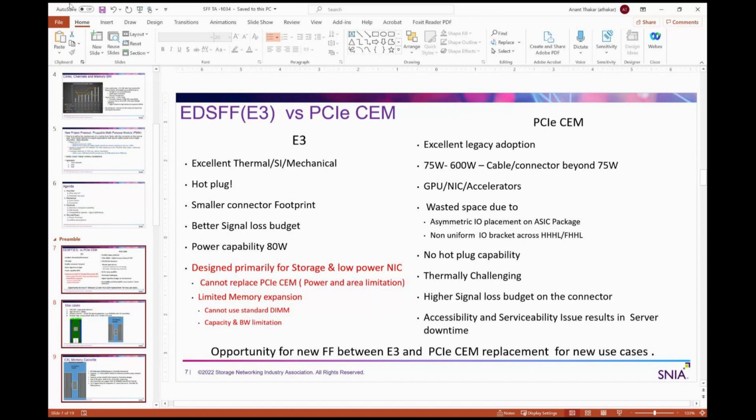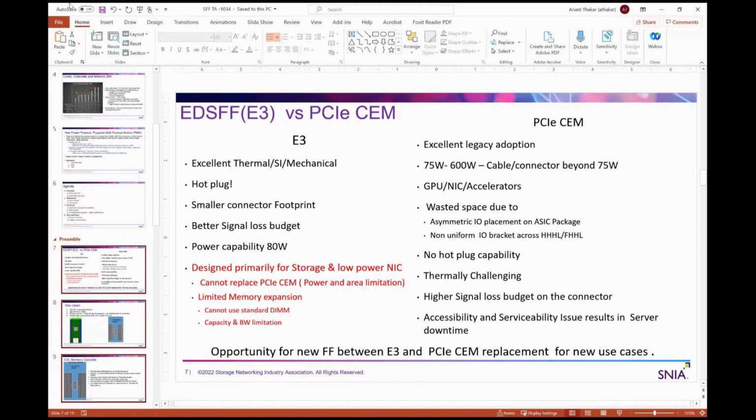The AIC or PCI CEM has fundamentally been there since the ages. The challenge is that there is no hot plug capability, and it is thermally challenging. You basically have an asymmetric IO placement on the ASIC and higher signal loss as we go. Every time, the connector vendor has to come up with a ground pattern on the baseboard to really support the high speed nature.